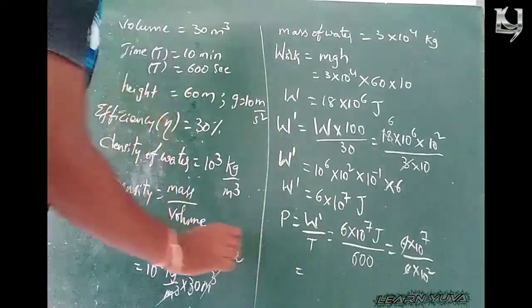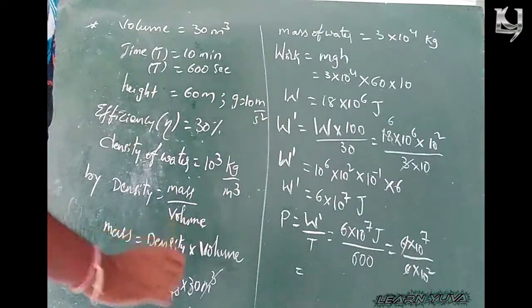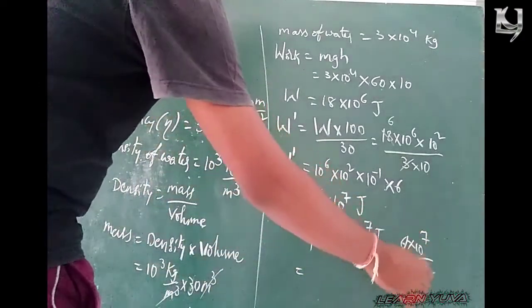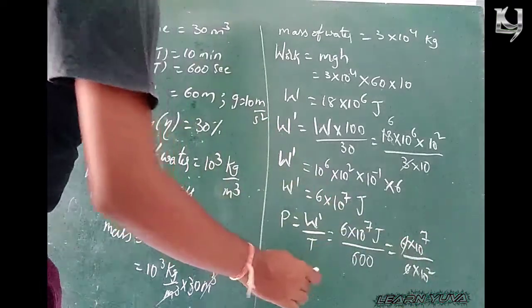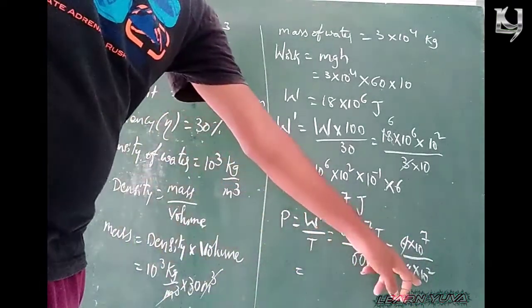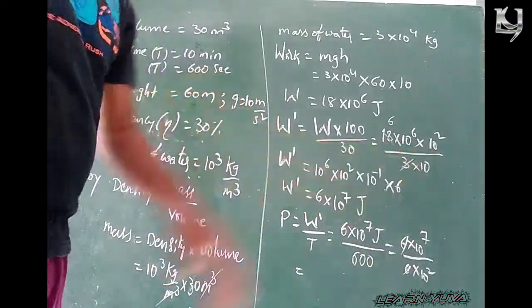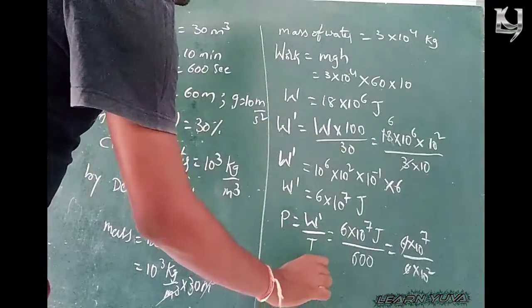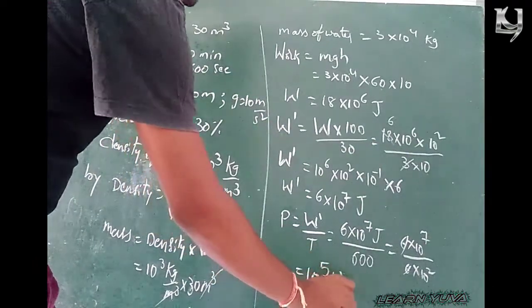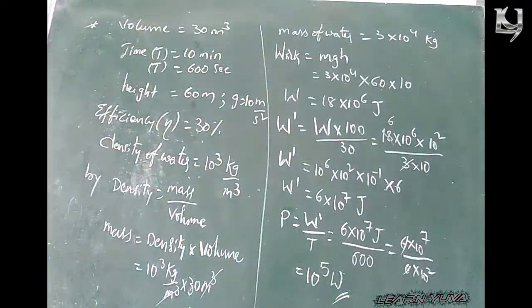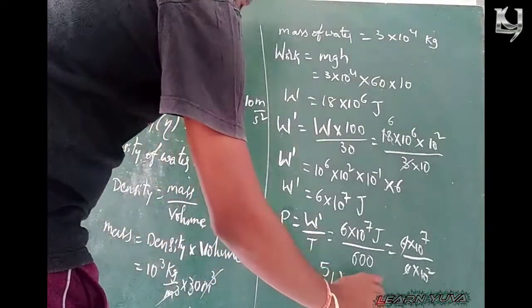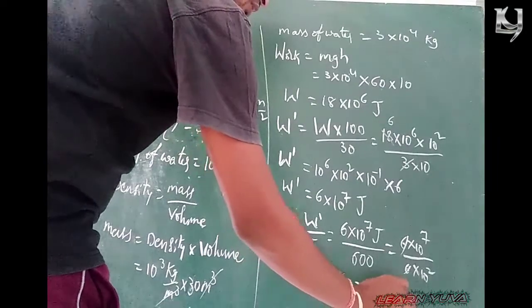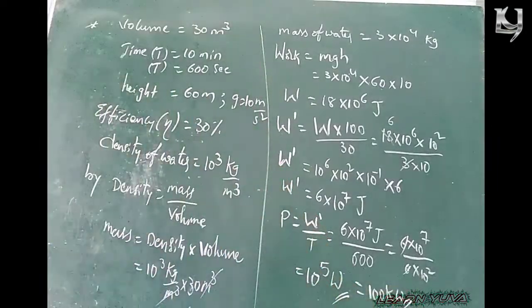So that is equal to, clear? So 10 power 7 and 10 power 2. When the bases of 10 power are added, here 10 power 2 is plus 2. If it comes to the numerator, it becomes minus 2. So the answer is 10 power 5 watts, or it can be written as 100 kilowatt. Clear? Our next topic is about energy.